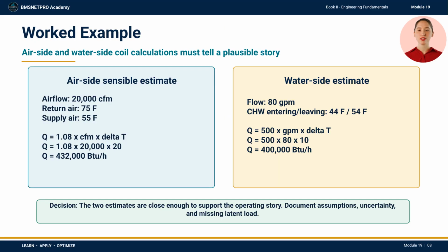This worked example shows how calculations support a story. The air side sensible estimate is about 432,000 BTU per hour. The water side estimate is about 400,000 BTU per hour. These numbers are not identical, but they are close enough to be plausible, especially when we remember measurement uncertainty and the fact that the air side estimate shown here is sensible only. A professional conclusion should not pretend the calculation is perfect. It should state the assumptions and the confidence level.